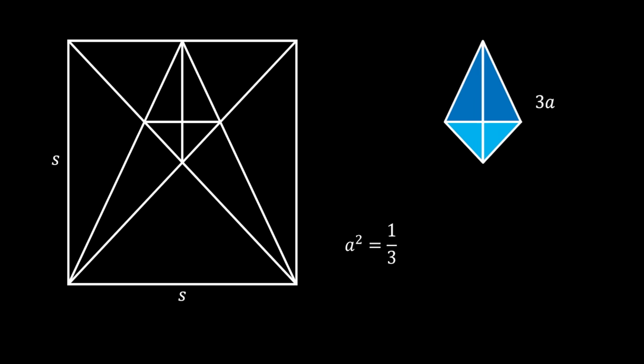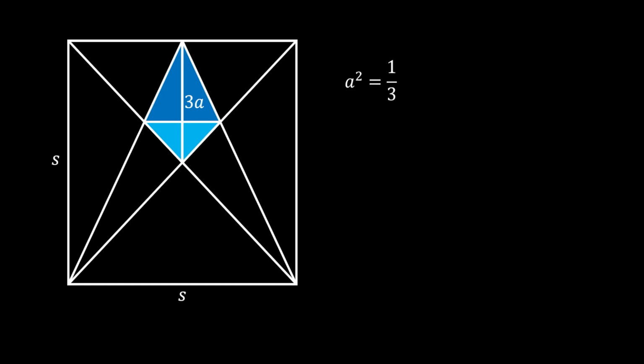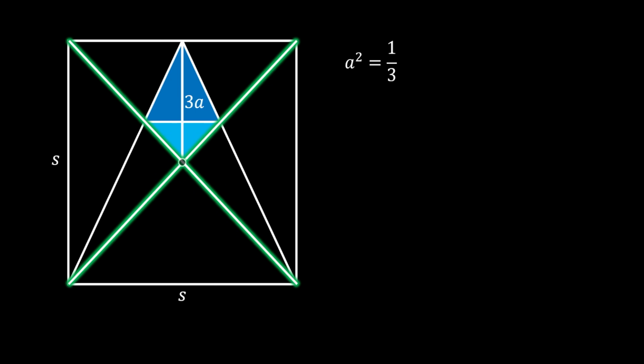Now, let's go back and put our kite back into our square. And we will notice another fact. We know that the diagonals of the square intersect at the middle point of the square. So this means that the big diagonal of our kite must be equal to half of the side of the square. So this means that 3a must be equal to s over 2. Now we can simplify this to get that a must be equal to 1/6 of the side of the square.